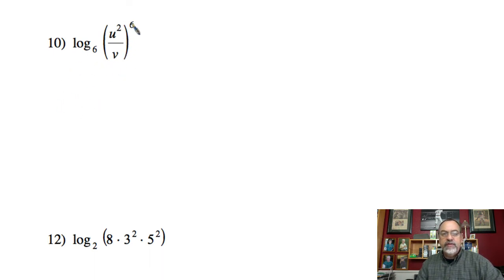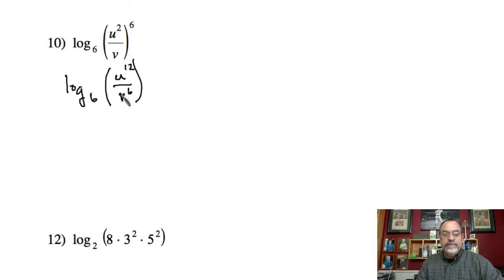Now, we have this, again, raised to a power, so I'm going to need to simplify this first. So we can take care of that, log base 6. So this is going to be u squared to the 6, so that's going to be u to the 12th. And then the v to the first to that is v to the 6th. So then I have that.